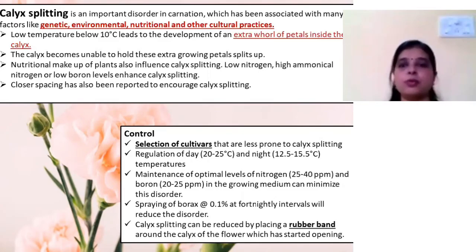To control this, as I told earlier, rubber banding is practiced. Along with this, selection of cultivar is also important, and good fertilizer management, that is, the optimum level of nitrogen and boron, you have to provide. This is the figure showing you the calyx splitting. You see in the figure, this calyx split due to the formation of an extra whorl of petals.